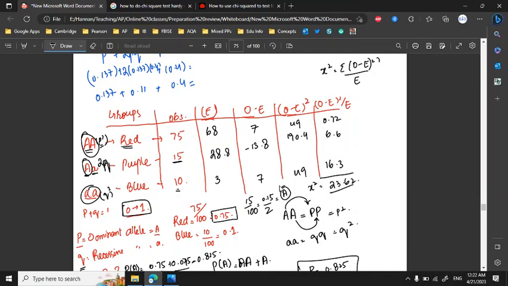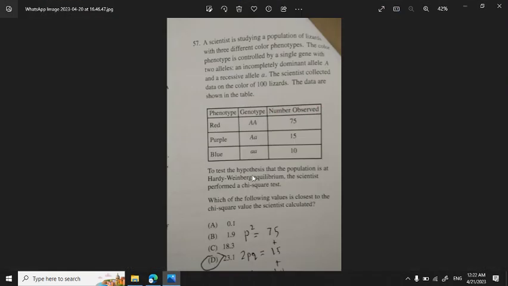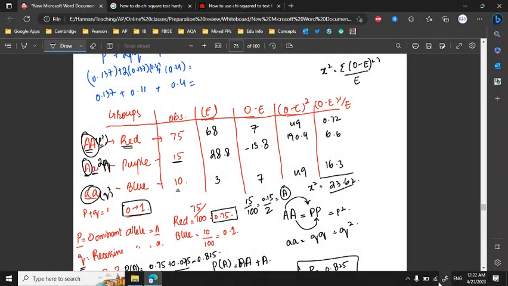And what was your question? To test the hypothesis that the population is at Hardy-Weinberg, the scientists performed a chi-square test. Which of the following values is closest to the chi-square? This is the value that is closest to the chi-square, 23.1. I hope you got it. Thank you very much.